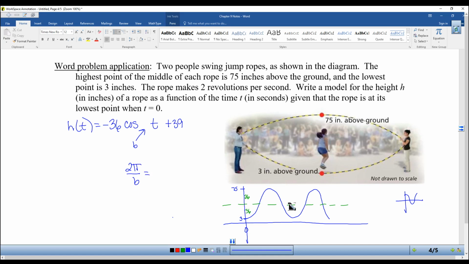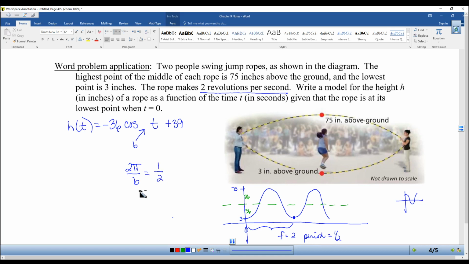So the question is, where does it finish this cycle? How long is this time? Well, what they did was they gave it to me as a frequency, 2 revolutions per second. So remember that if the frequency is 2, then the period is the reciprocal of the frequency, so it's 1/2.